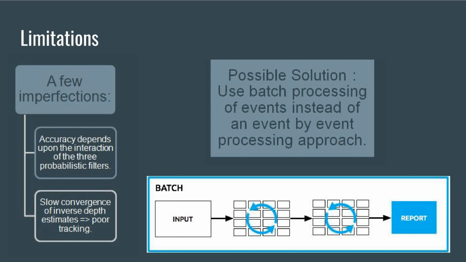proposed by the authors. 1. Accuracy of tracking depends on the interaction of the three aforementioned probabilistic filters. 2. Slow convergence of inverse depth estimates could lead to poor tracking. A possible solution proposed by the authors is to use batch processing of events instead of processing individual events.